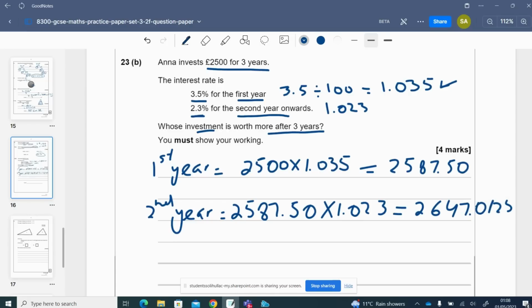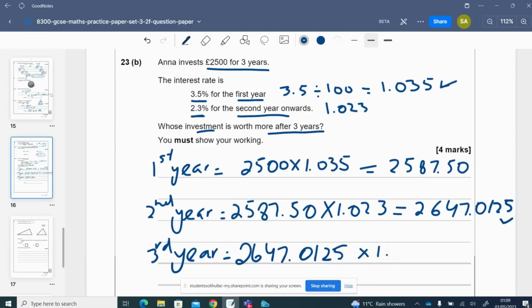2,647.0125. And then for the third year, we again multiply the new balance, which is this one, 2,647.0125, by 1.023 again, because it's again a 2.3% increase, and that gives you the final answer, which is 2,707.89. That is about the third year.